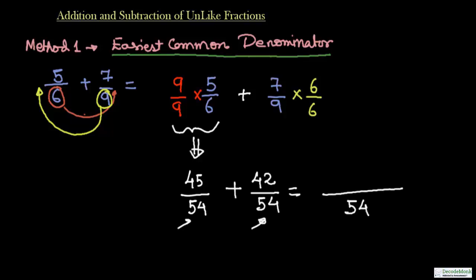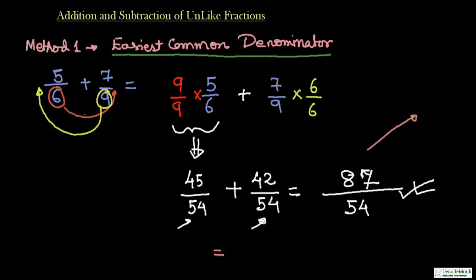Now you may add the numerators without any issue. So 45 plus 42 is 87, and the denominator stays 54. So 87 upon 54 is the answer. After doing this, you may reduce this fraction also. The numbers 87 and 54 are divisible by 3.